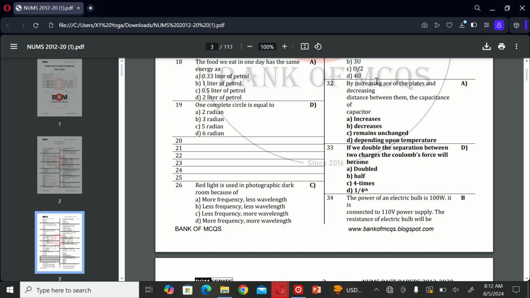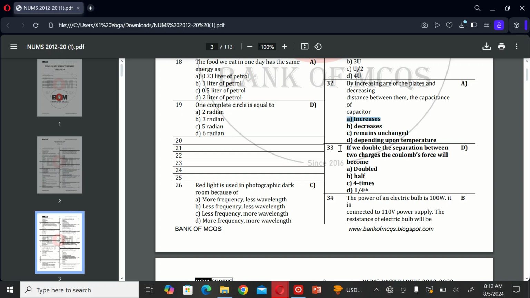The next MCQ is: by increasing the area of the plates and decreasing the distance between them, the capacitance of a capacitor A increases, B decreases, C remains unchanged, and D depends upon temperature. So the correct option is A, increases.